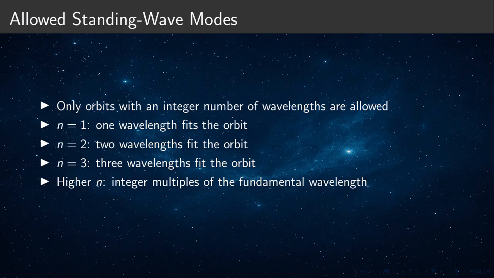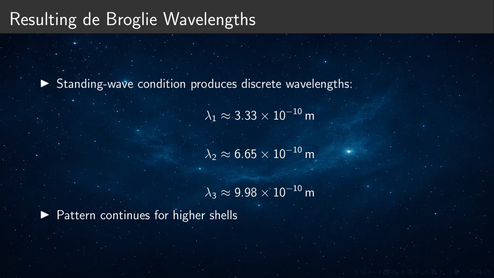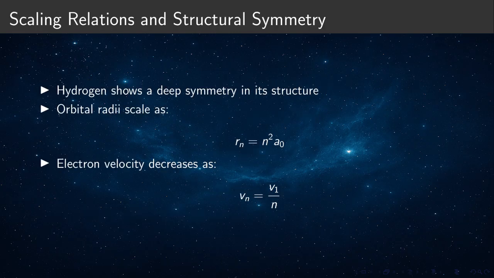Specifically, n equals 1, one wavelength fits the orbit. N equals 2, two wavelengths fit the orbit. N equals 3, three wavelengths fit the orbit. Higher n, integer multiples of the fundamental wavelength. This produces the sequence of de Broglie wavelengths, lambda 1 approximately 3.33 times 10 to the minus 10 meters, lambda 2 approximately 6.65 times 10 to the minus 10 meters, lambda 3 approximately 9.98 times 10 to the minus 10 meters, and so on for higher shells.